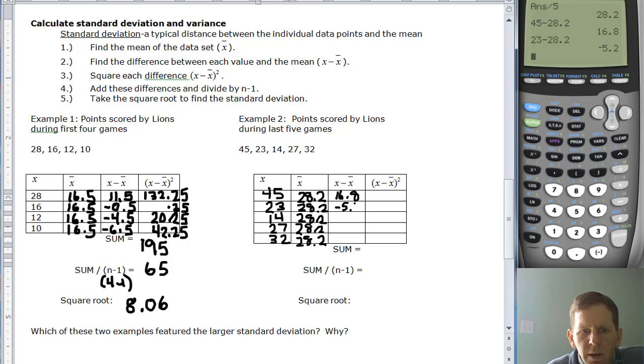Our second value is negative 5.2. Our second value is negative 14.2. Our fourth value is negative 1.2. And our last value is 3.8.